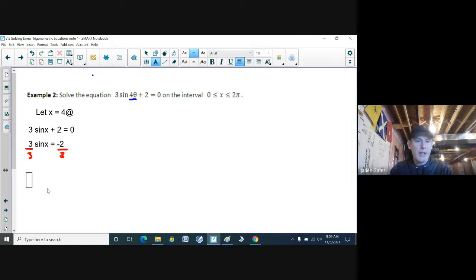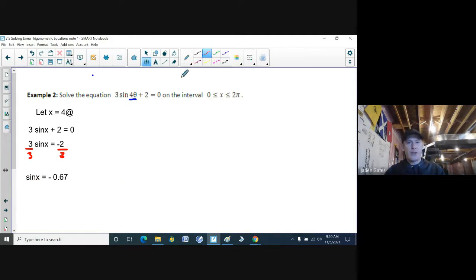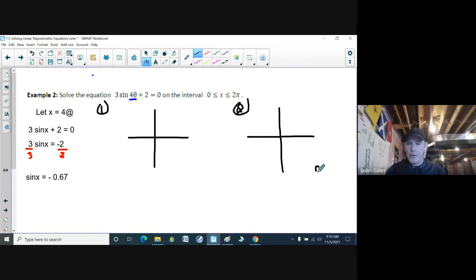And so now we're going to get to the same part we were at before. Sine x is equal to -2 over 3, which is negative 0.67. So now we're going to have two answers once again. There's my first answer where I'm going to figure it out, my second answer I'll figure out over here. Again, I have my CAST rule, C-A-S-T. That tells me where these trig ratios are positive or negative.